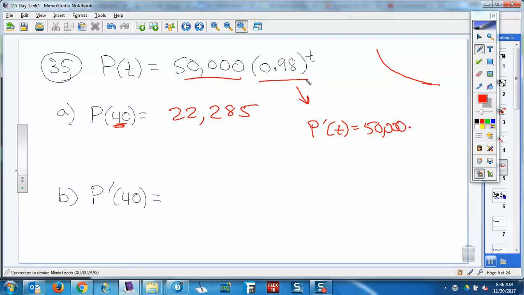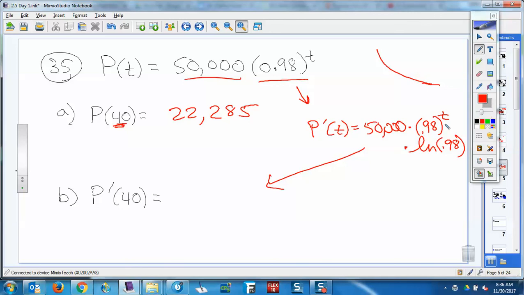Times, and then which of these rules do we have up here? 1, 2, 3, or 4? It's number 2, isn't it? So this is 0.98 raised to the t. So that's just going to be 0.98 raised to the t times ln of 0.98. Okay, so type that into your calc. Now we're going to stick a 40 into there. So now we're going to put a 40 in for t, and we're going to type that in. 50,000 times 0.98 raised to the 40 times ln of 0.98.